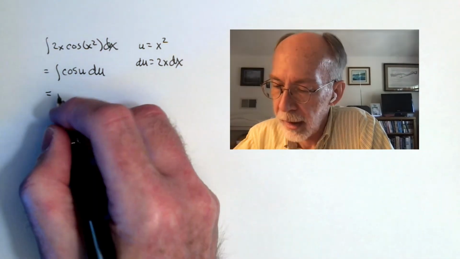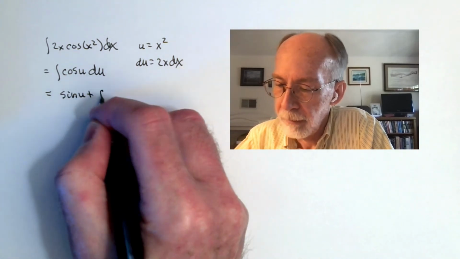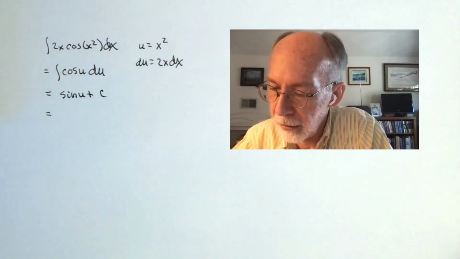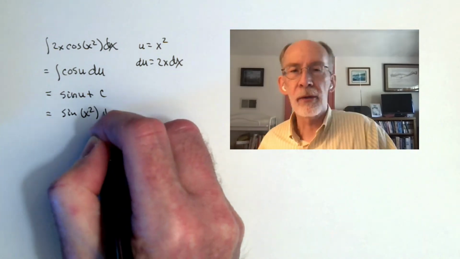That's, of course, sine u plus a constant. And then this is an appropriate moment to recall that u is, after all, x squared. So this is sine of x squared plus a constant.